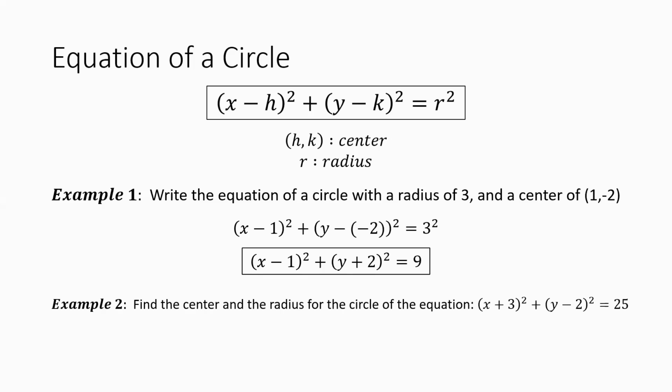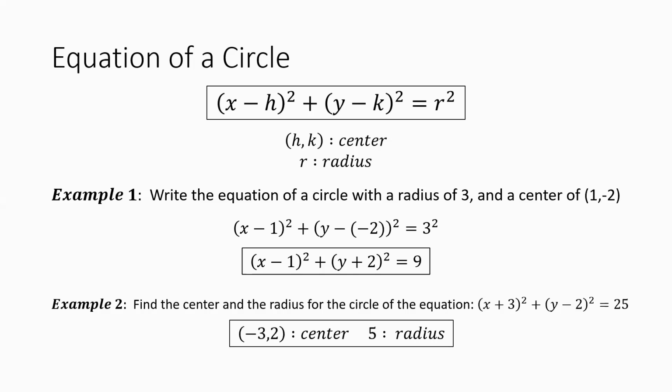The same logic works in reverse. Now I have my equation (x + 3)² + (y − 2)² = 25. I can flip the signs of whatever is inside those parentheses, and my center is going to be (−3, 2). Then I just have to be careful, and this is an issue that I see a lot: if I have 25, in order to find my radius, I just have to take the square root of 25.